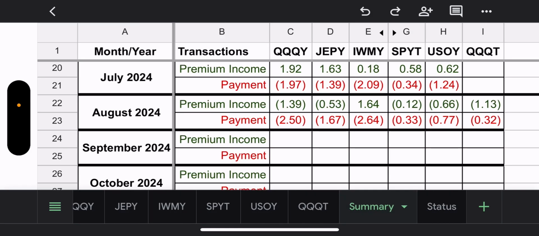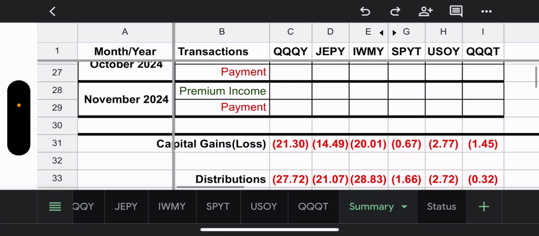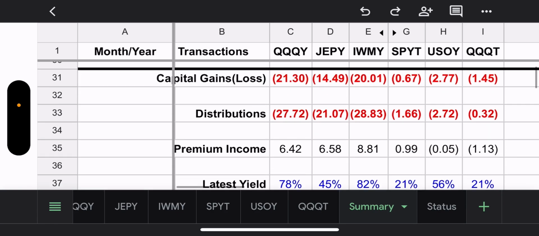So anyway, let's scroll to the bottom. Capital depreciation from inception. This is just taking the number from capital. They lost, it's gone down, right? QQQY has gone down 21.30. JEPY down 14.49. IWMY down 20.01. SPYT down 67 cents. USOY down 2.77. QQQT down $1.45. However, what you want to keep an eye on is the distributions.